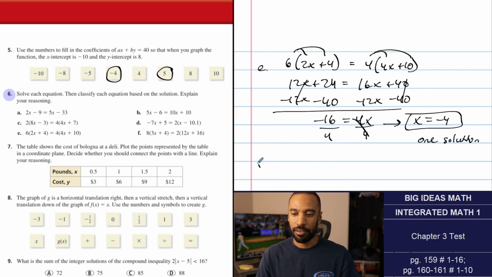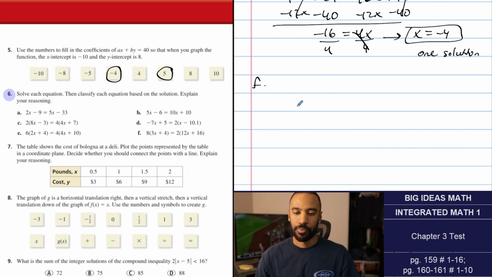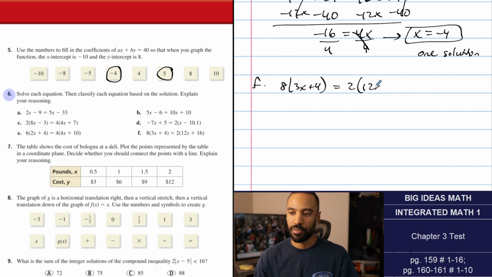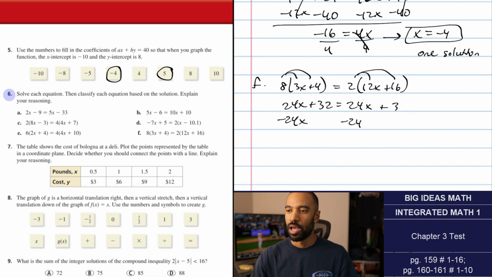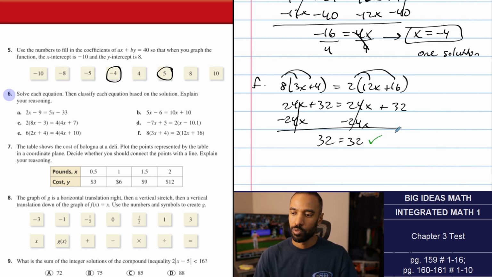Now, the last one, F. Part F, we say 8 times 3x plus 4 equals 2 times 12x plus 16. 8 distributes into both of these. 2 distributes into both of these. We get 24x plus 32 equals, here it is, 24x plus 32. We subtract 24x from both sides. We get 32. Oh, I said 32, but I wrote 36. 32 equals 32 is what shows up here, which I guess is a true statement. It's a way of stating no matter what x happens to be here, we get an infinite number of solutions.